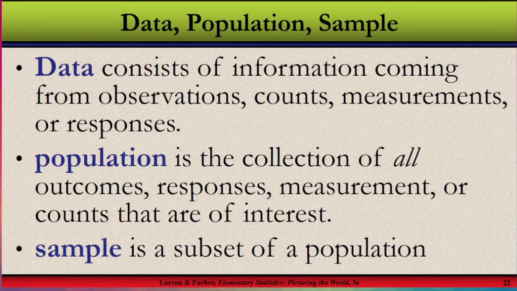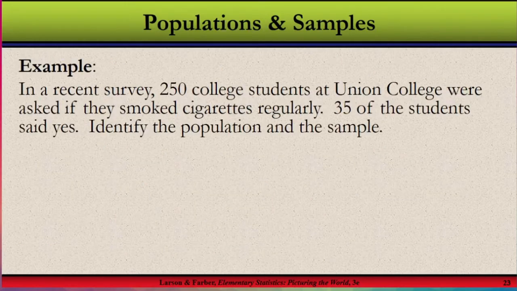Okay? So magbigay tayo ng example para mas maintindihan ninyo. In a recent survey, 250 college students at Union College were asked if they smoke cigarettes regularly. 35 of the students said yes. Identify the population and the sample. Sa tingin nyo dito sa example natin, alin kaya dyan si population and sample? Based dun sa sinabi dito sa sentence natin. Okay, so nalilito pa.